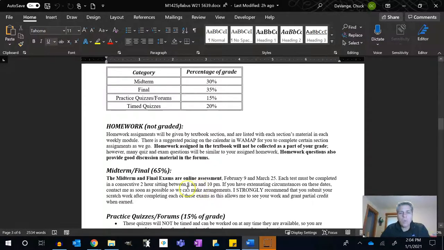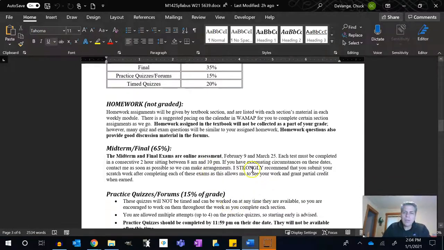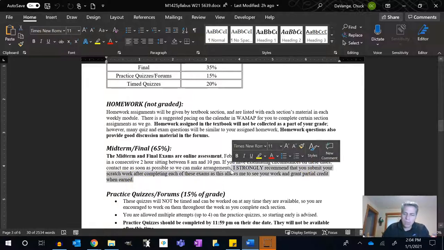And what I'll do is I'll open up a window from 8 a.m. to 10 p.m. on the day for you to get it done. So if you want to have the full 2 hours, do start the test at least by 8 p.m. At 10 p.m. the test will close. Another thing is I really recommend that you submit your scratch work after completing the test to me. Just take a picture of it and send it to me in WAMAP. I can give you partial credit on questions then.